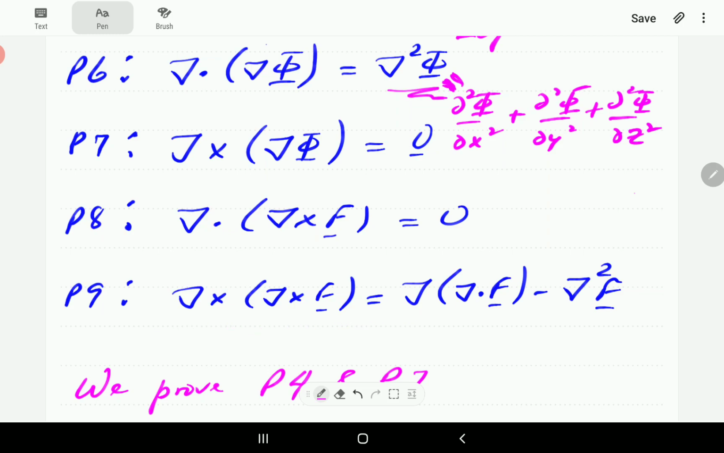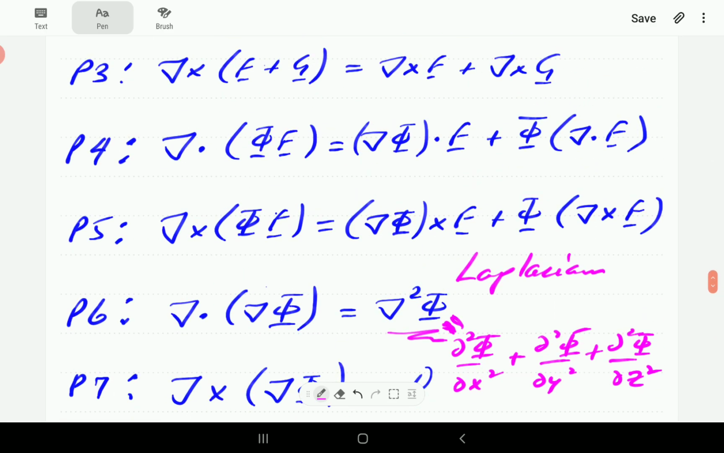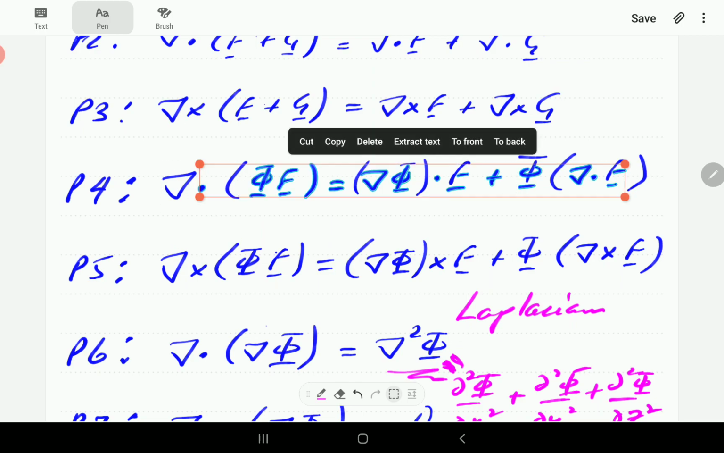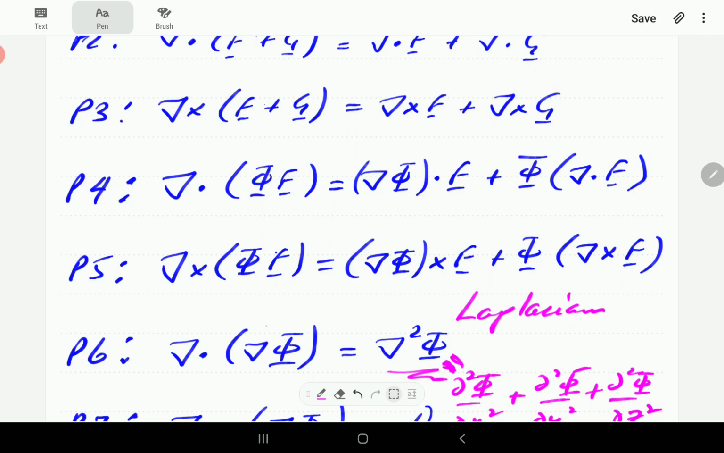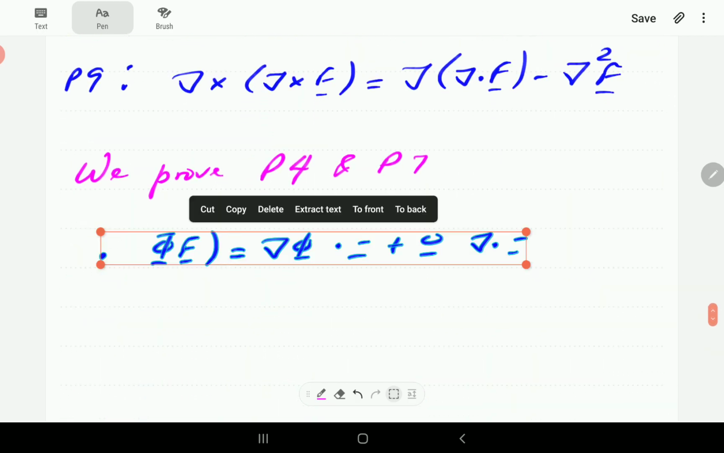Okay, so we are going to prove property number 4 and property number 7, and then we're going to give you a go at proving property number 8. So there is property number 4. So let's just see if we can copy it, and then see if we can prove it there.